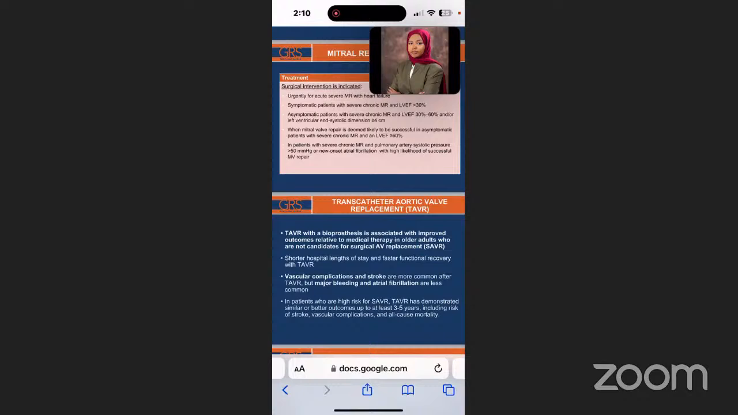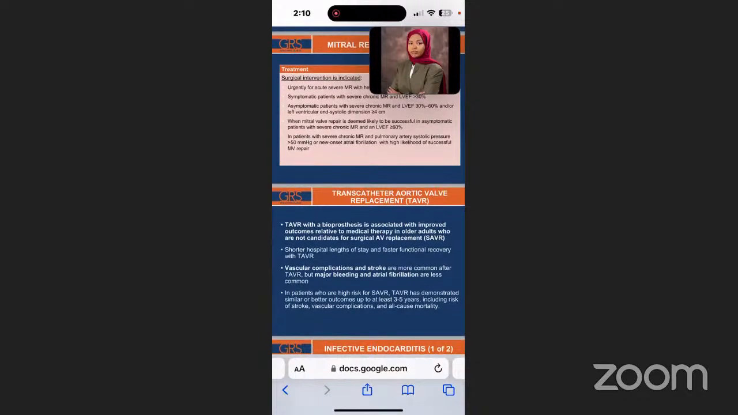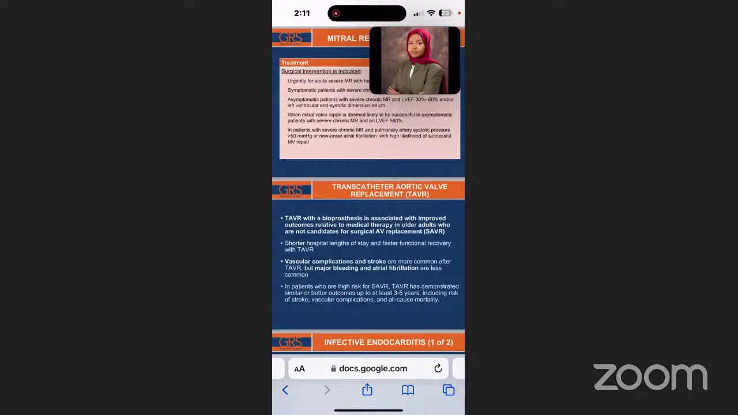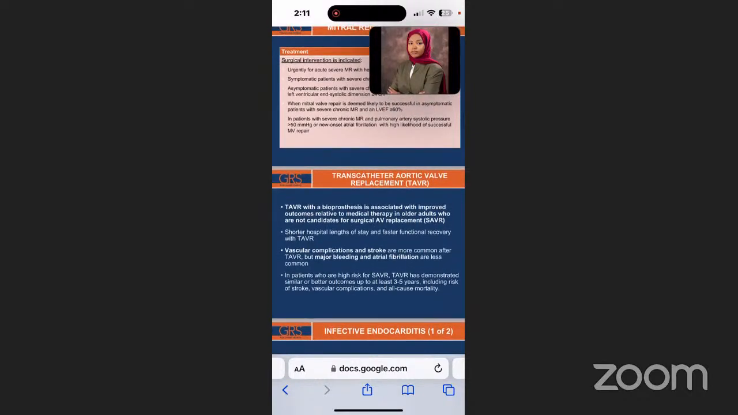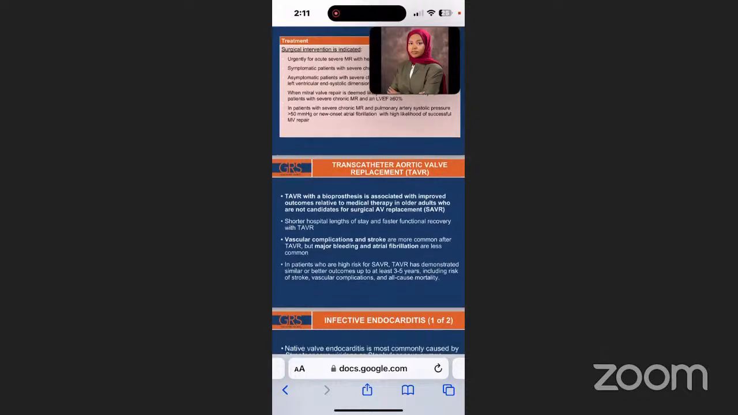The fourth option here is mitral valve repair, likely to be successful in asymptomatic patients. In asymptomatic patients, this is most important. For symptomatic patients, as we said, it is a severe condition, better to be replaced surgically. But in this condition, with an asymptomatic patient with severe chronic mitral regurgitation and ejection fraction more than 60%, we can go for the option of mitral repair. Also in patients with severe chronic mitral regurgitation with pulmonary artery systolic pressure of more than 50 millimeters of mercury or new onset atrial fibrillation with high likelihood of successful mitral valve repair.